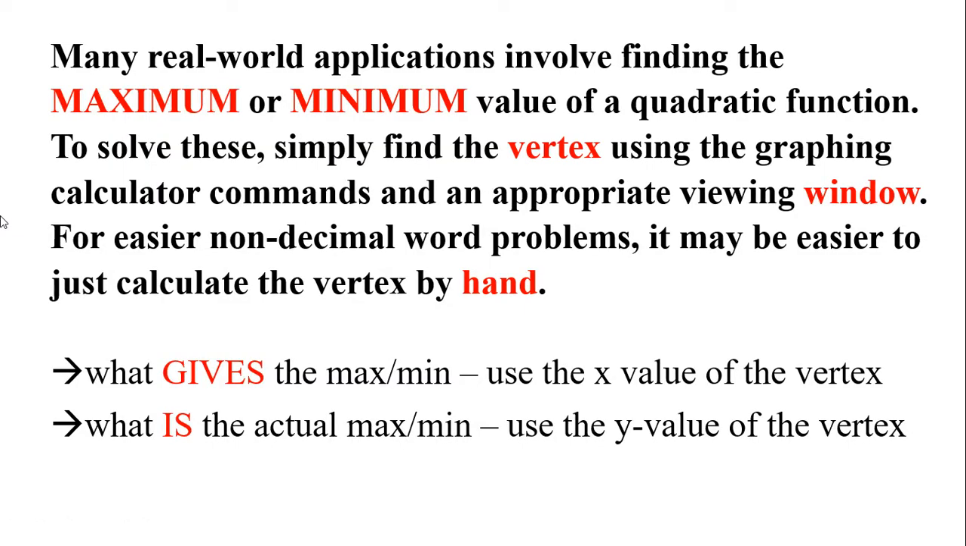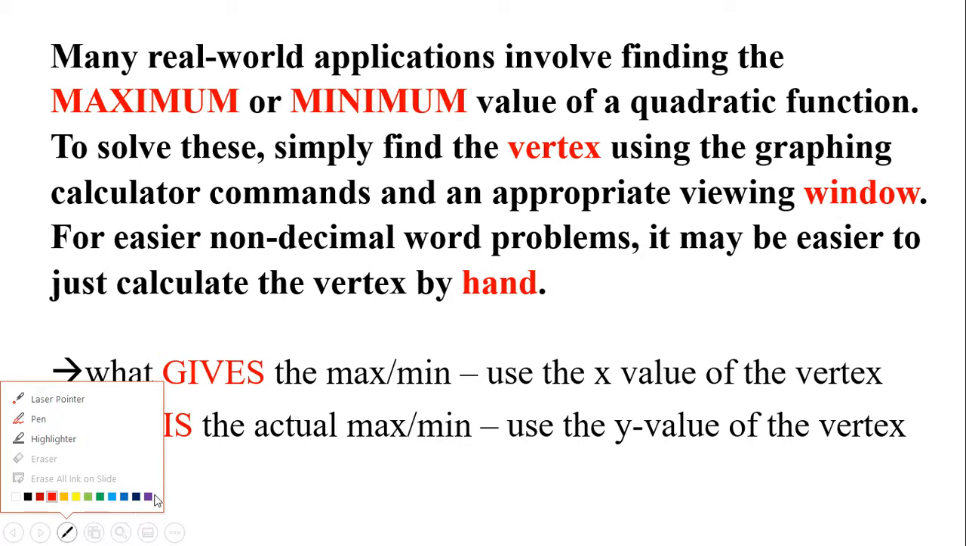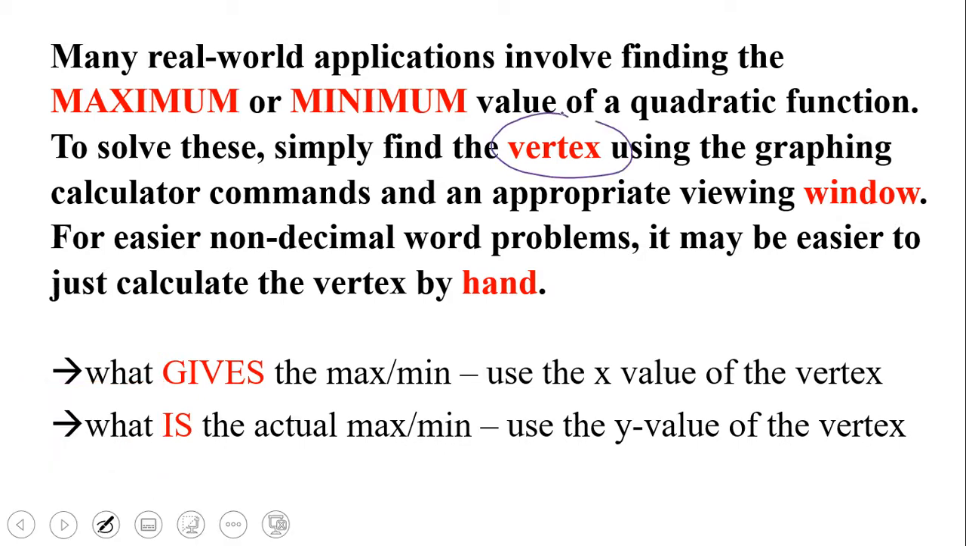So to set the scene here, many real-world applications involve finding the maximum or minimum value of a quadratic function. Whenever you see the word maximum or minimum in terms of a quadratic, you're always going to think about the vertex. So when you're being asked to find a max or min, you can either find the vertex using the correct graphing calculator commands and, of course, an appropriate window. If it happens to be a straightforward, short, non-decimal word problem, it might actually be easier to find the vertex by hand. You just have to be careful because remember, finding the vertex in standard form is not the same as finding the vertex in vertex form.